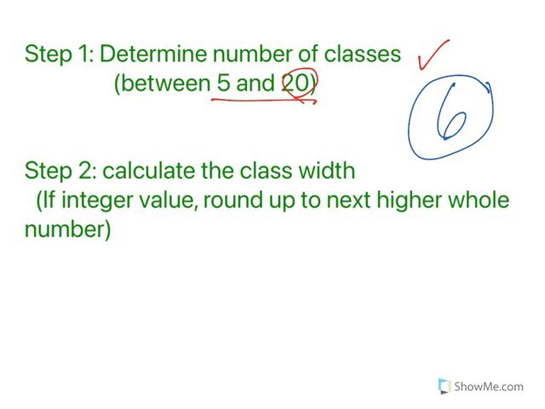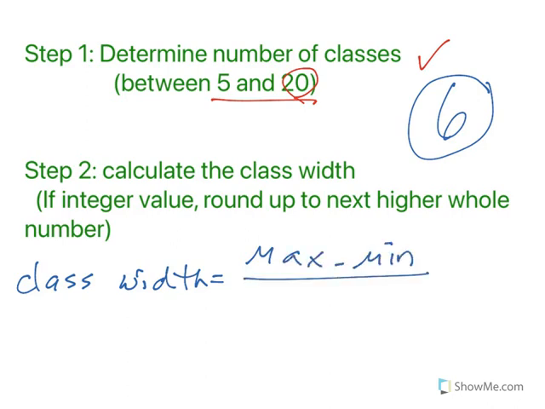Calculate the class width. Now, the class width is found by taking the maximum number minus the minimum number and dividing by the number of classes. Now, if you end up with a decimal, you always want to round up to the next highest whole number, because if you don't, you're not going to have enough classes.